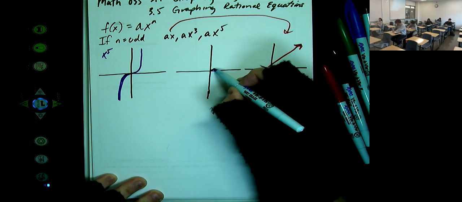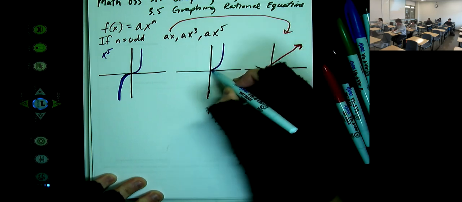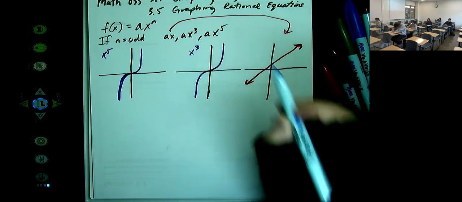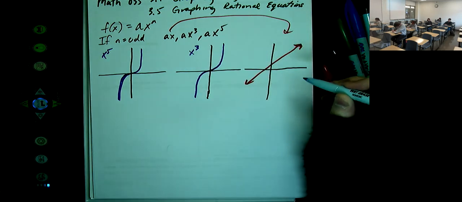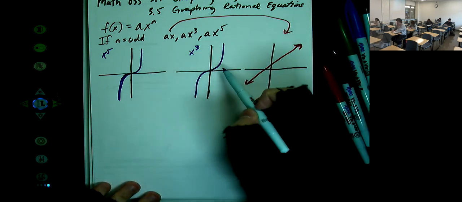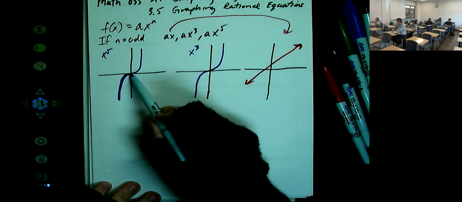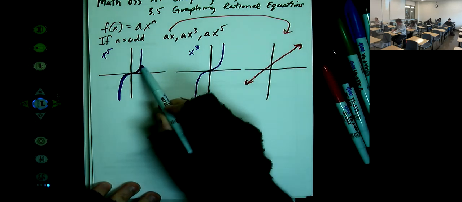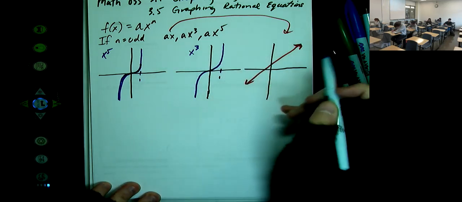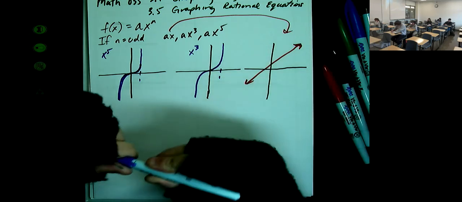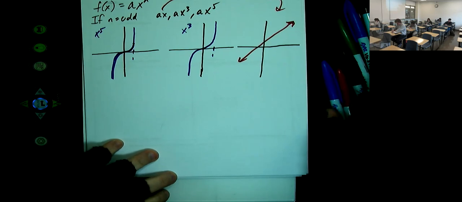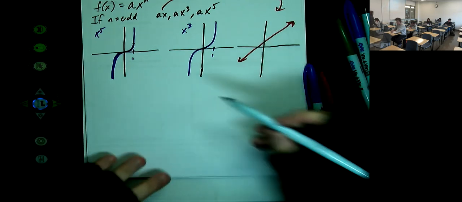X cubed isn't as flat when it's close to the origin. So we'll do x cubed here. So the difference between these base ones is that this one stays flatter until it gets to 1. Now, these aren't the only forms of x cubed.